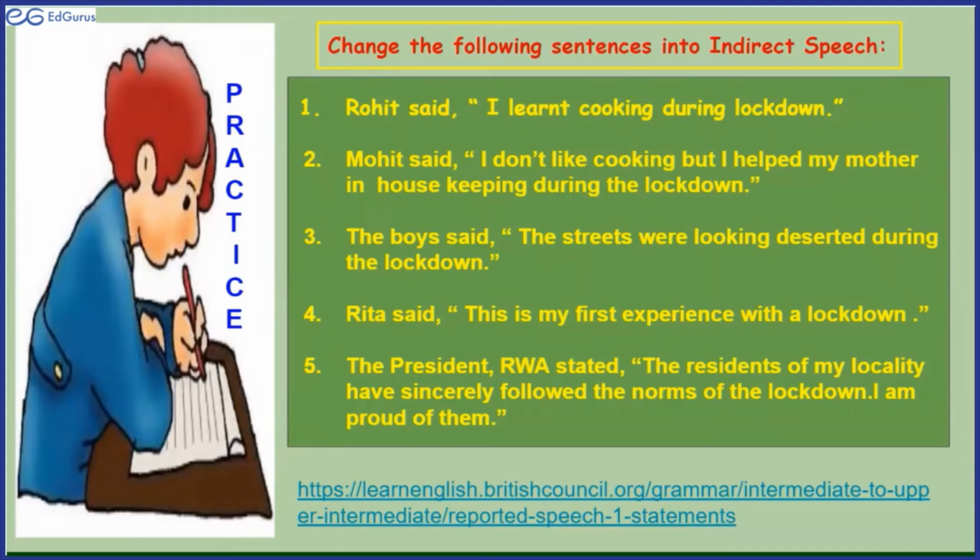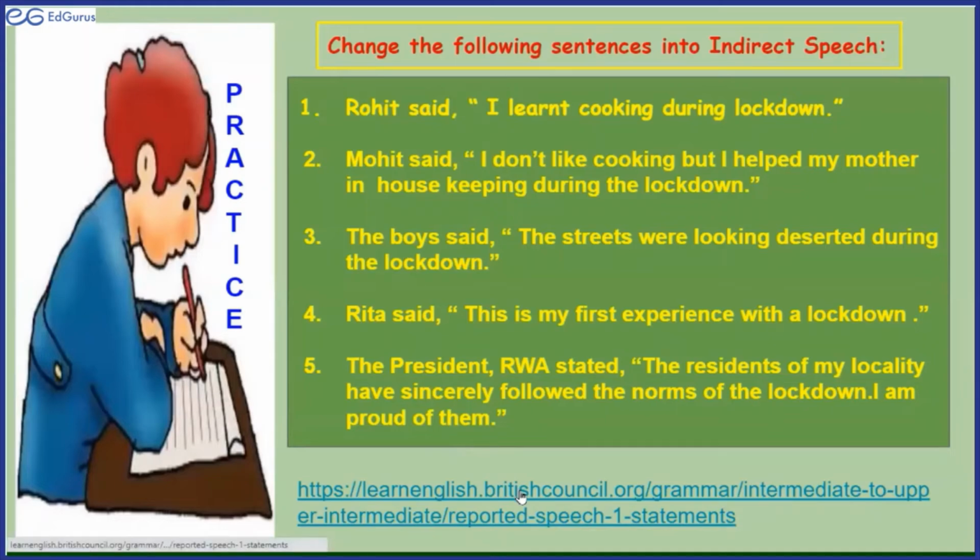Right. Actually, it is said like this. The president RWA stated that the residents of his locality had sincerely followed the norms of the lockdown and he was proud of them. Even if there is a full stop and there is further continuation of the statement, then we combine it using a conjunction like and. Is that clear? Yes, ma'am. Yes, you made a very good attempt and I hope you will continue the same.